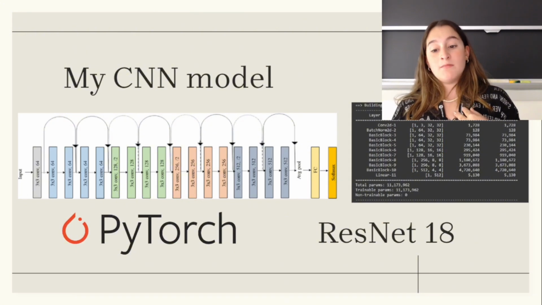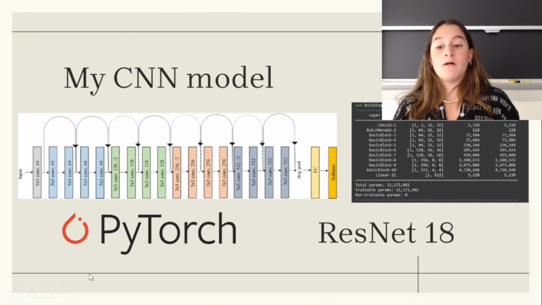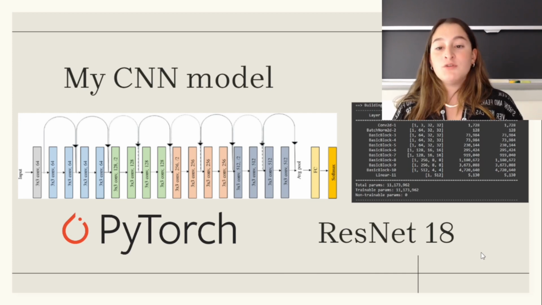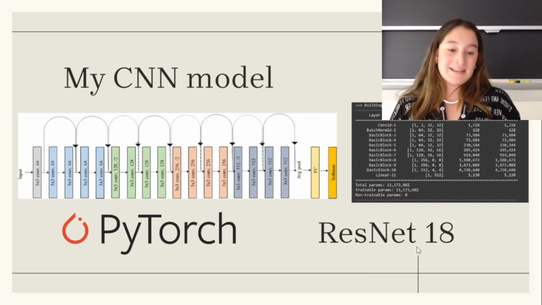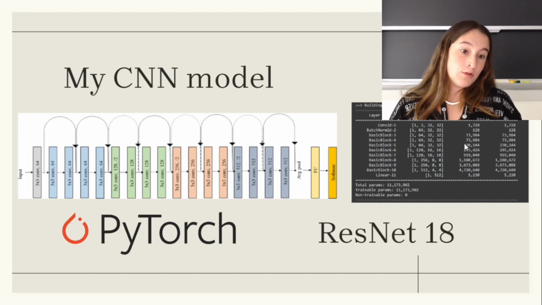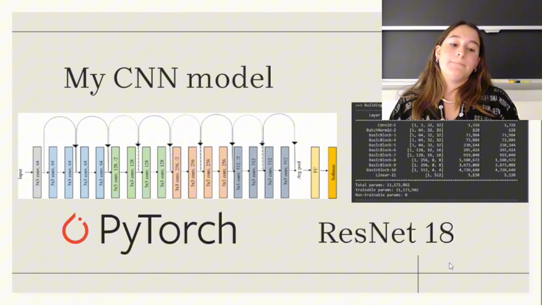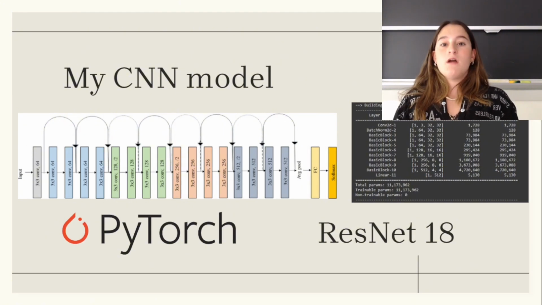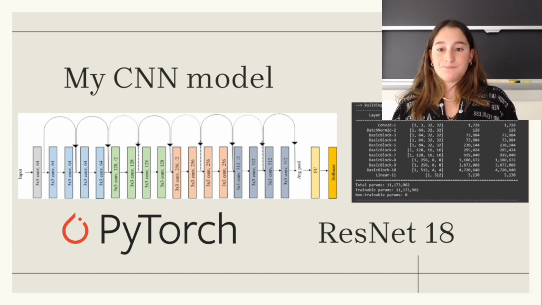So for my CNN model, I used a pre-trained model by the company PyTorch called ResNet 18, which is a convolutional neural network with, as its name implies, 18 convolutional layers. This is kind of what that code looks like when you output it. But yes, for this project, I use ResNet 18, which is often used for image classification models.